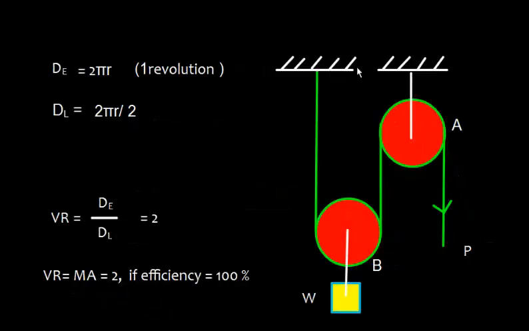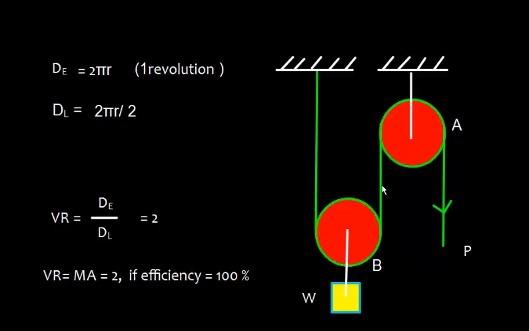Let's talk about this two pulley system. Now there is this pulley A and this pulley is P, and you are pulling it like this. So the distance E, that is distance traveled by effort, is 2 pi r, and distance traveled by load is 2 pi r divided by 2. Why? Because there are two pulleys involved.